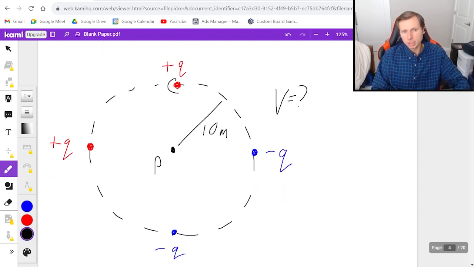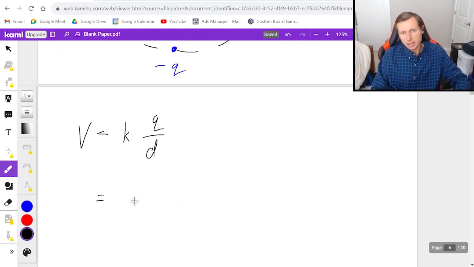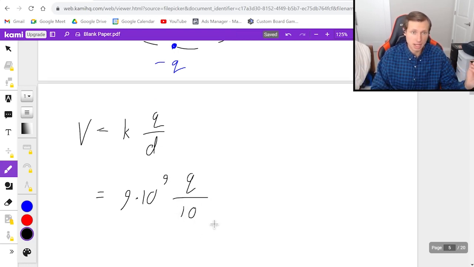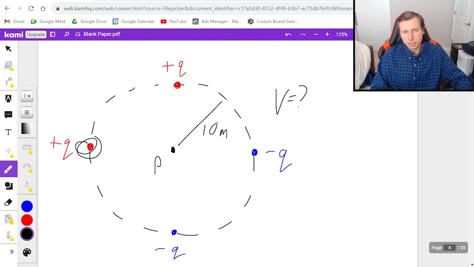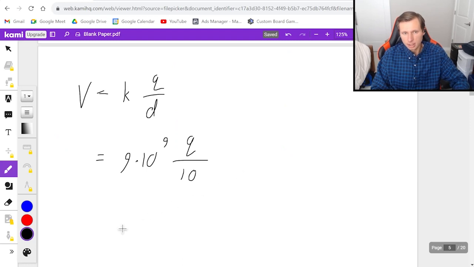If I want to find the voltage from this charge right here, above, then the voltage is going to be K Q over D, or you can call it R. And then K is 9 times 10 to the 9th. Q is just Q, we don't know what it is. And distance is 10. And that's it, we're done for the top one. Now if I do this one to the left, you're going to notice it's the exact same equation. It's another 9 times 10 to the 9th times charge Q divided by 10. So that's it for the top charge and then the left charge.